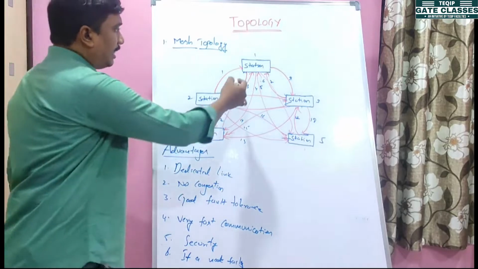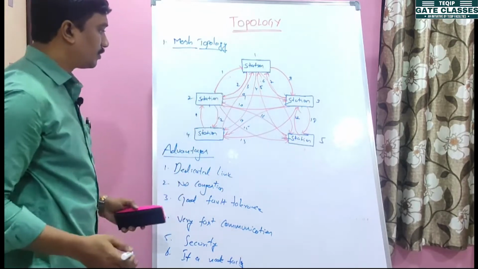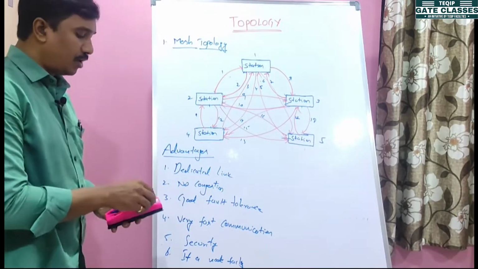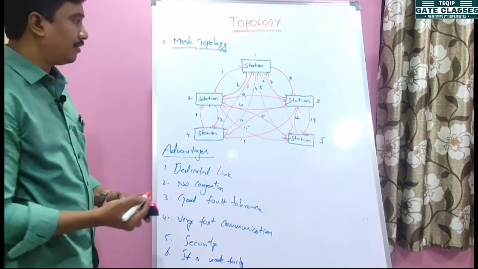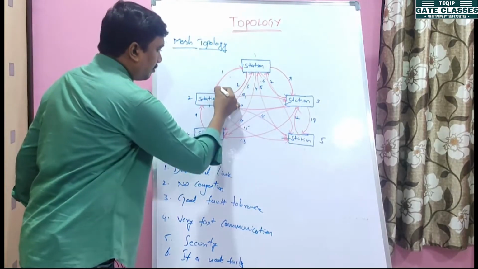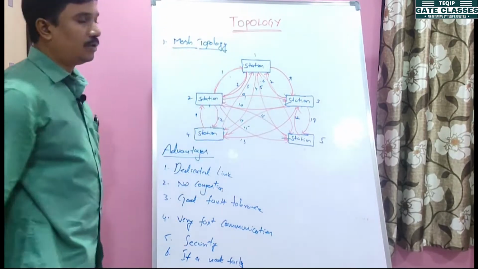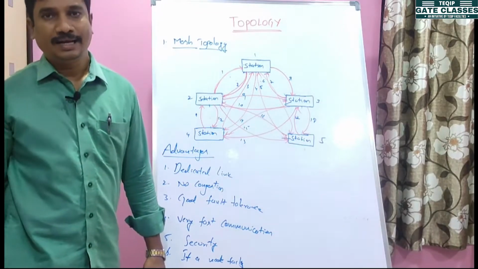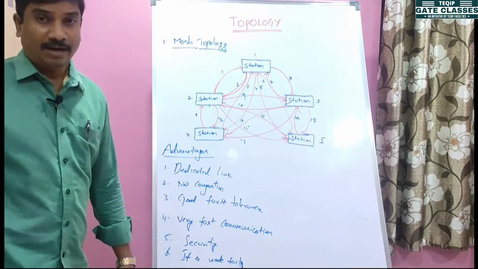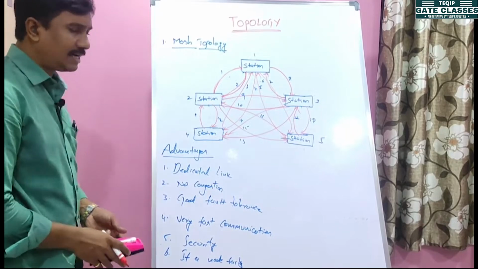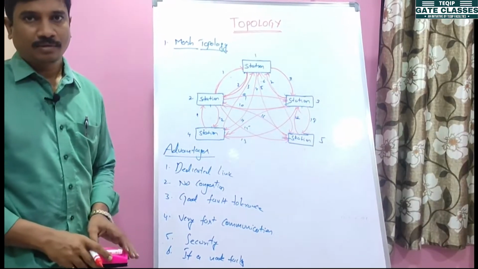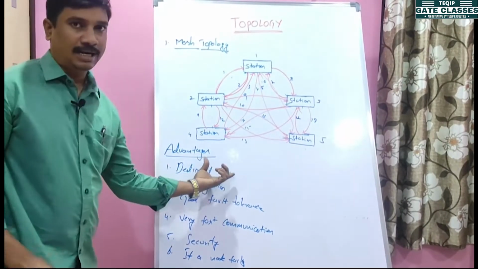Dedicated link. Here, from every station to every other station, we are providing a dedicated link. Dedicated link means a separate link. Whenever we provide a separate link, we can transfer the data very fast. So that is what dedicated link means.